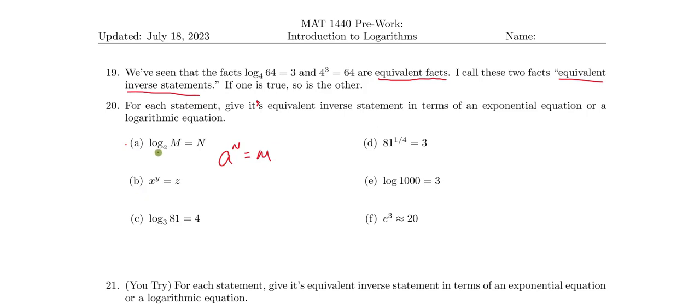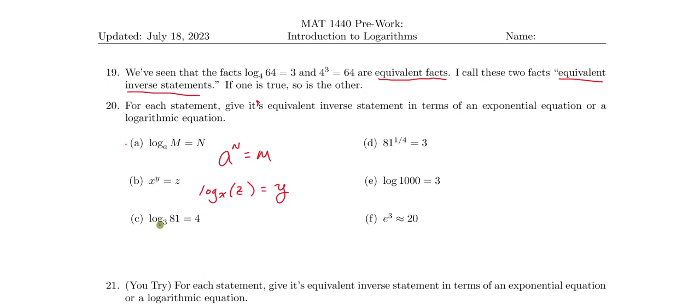In B here, I didn't give you a logarithmic equation. Instead, I gave you an exponential equation, and I want you to convert this exponential equation back to a logarithmic equation. So the base in this would be x of the number z would return the power y. And again, I'm just using this expression here as sort of a decoder until I get fluent with this.